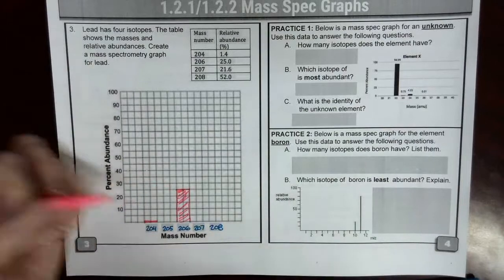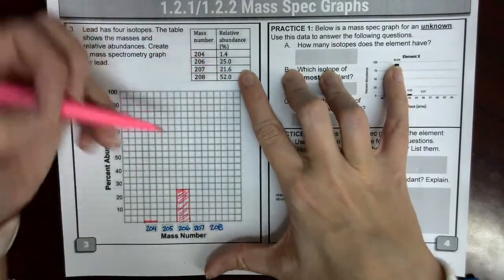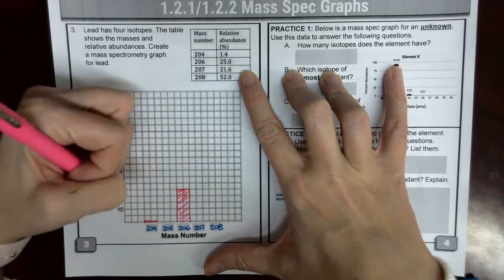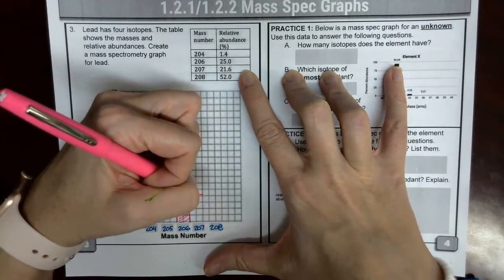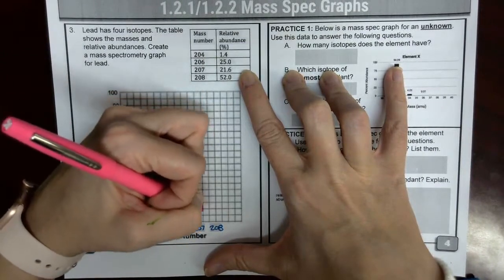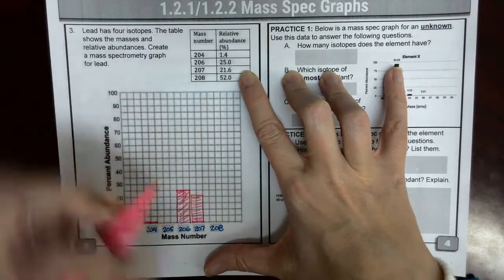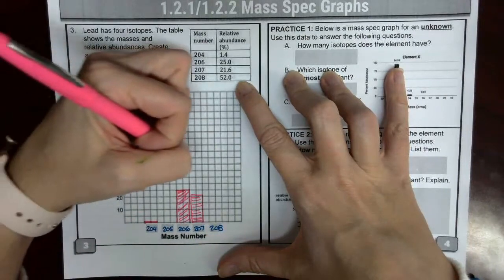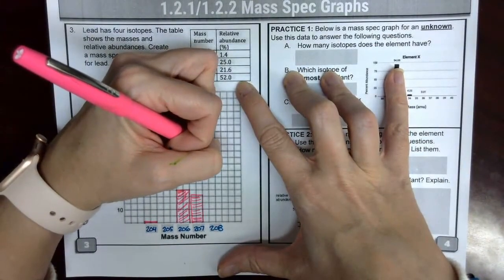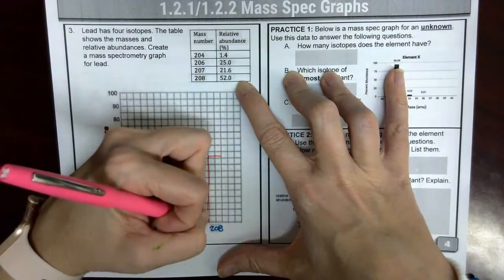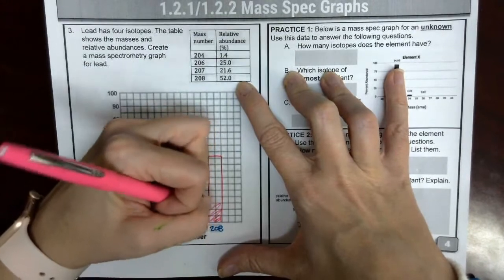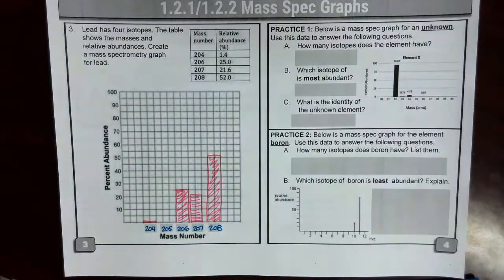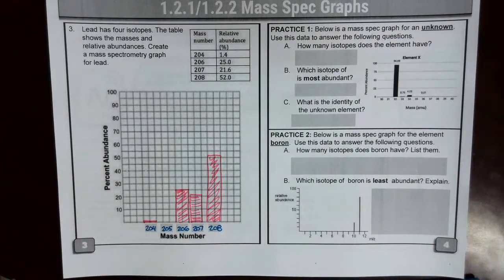Okay, now my next one, the abundance is 21, so it would be just a little bit above the 20 line, which would be right here. So I'm going to graph that. At mass 207, and then 52% for mass of 208. So here's 50, so 52 would just be a little bit above it, and I would draw that in there. Okay, so there would be my mass spec graph showing my masses down below on the X and my percents on the Y. All right, so we have 2 interpreting questions right here, practice 1 and 2.